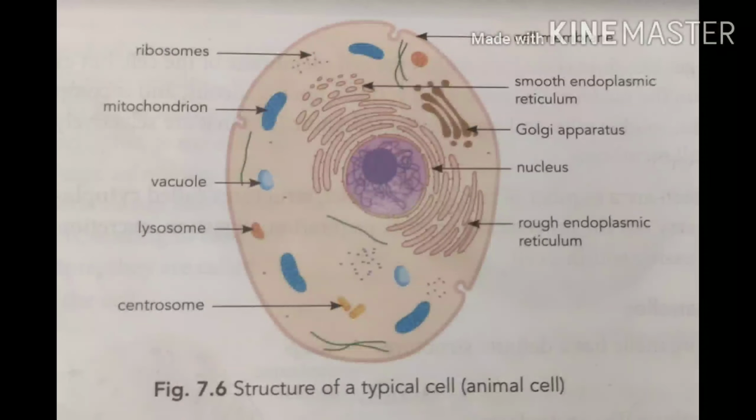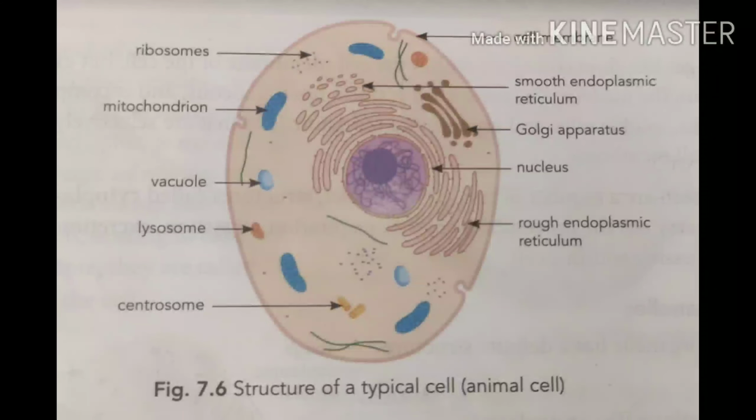Next is mitochondria. Mitochondria is a rod-shaped double bound organelle that is present near the nucleus. The next is vacuole. Vacuole is actually not present in animal cell, but when they are present they are very small in size. Next is lysosome. Lysosomes are known as the suicide bags of the cell because they digest the damaged cells. The next is centrosome. Centrosome is a cylindrical structure that is found near nucleus.